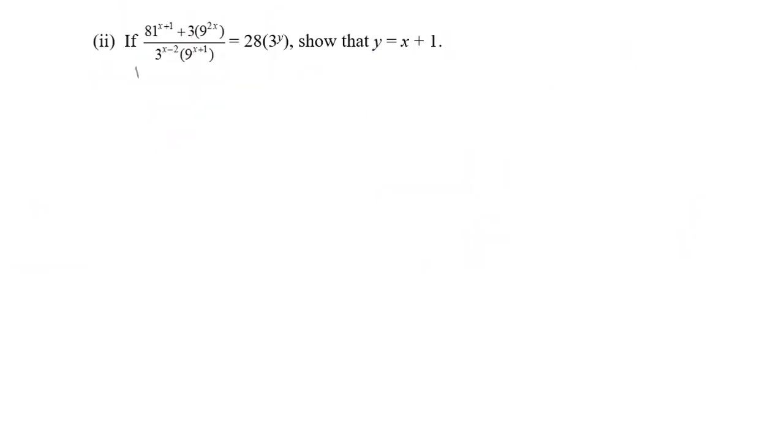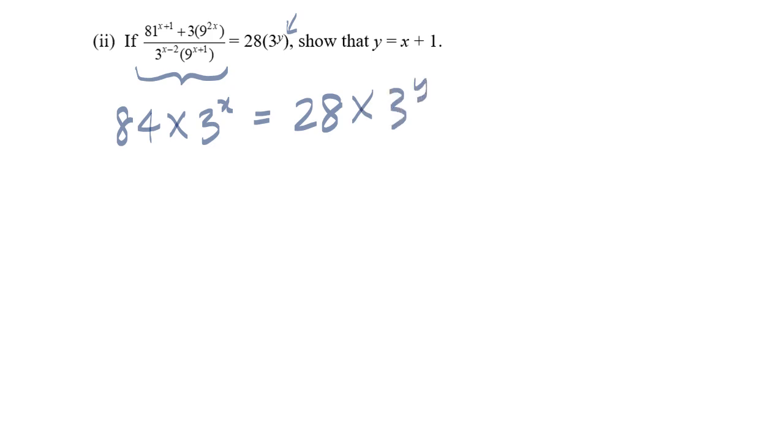Continue. We have managed to find the value for the left hand side in part 1 to be 84 times 3 to the power x. So we can equate it to 28, and I'm going to convert this bracket to times 3 to the power y. Alright, so we're going to group the numbers together and then group the 3 to the power x and 3 to the power y together. So how do we do it? I'm just going to divide by 28 times 3 to the power x on both sides.